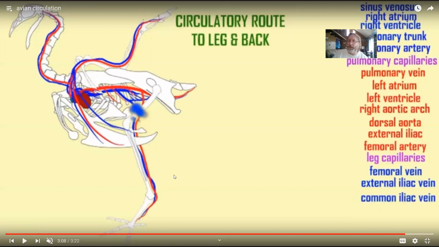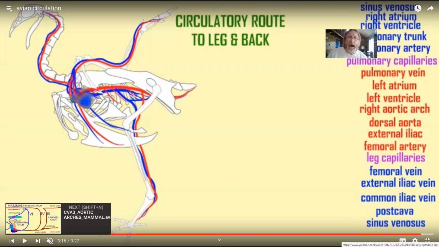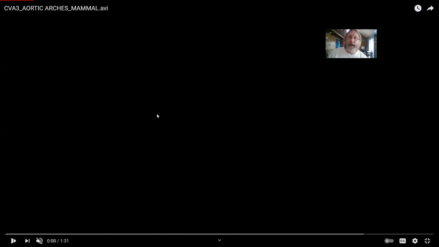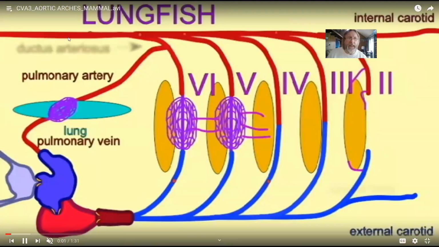There's various branches of blood vessels in the leg, and then a femoral vein to an external iliac vein to the common iliac vein to the inferior vena cava. There is no longer a renal portal system here in birds, and mammals have lost it as well.